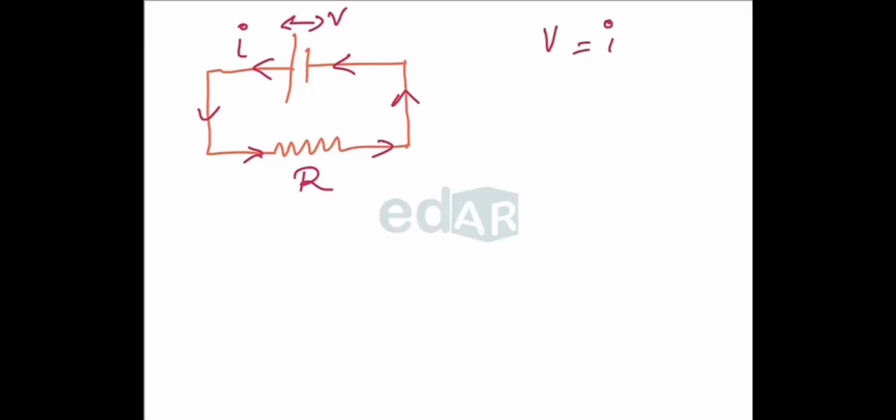So V is equal to IR, right? So what I want you to understand is, if now V is fixed, that is our battery is fixed, and I'm increasing R, then our I should decrease clearly, right? Because I will become V by R. So more the resistance of the wire, lesser the current in the circuit.